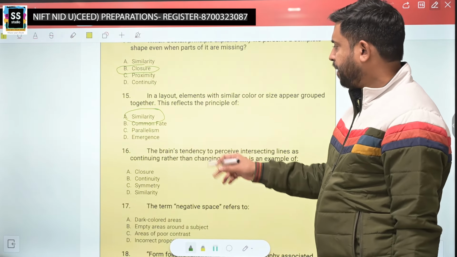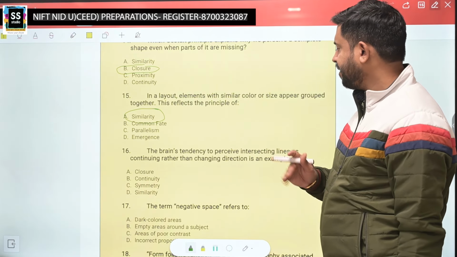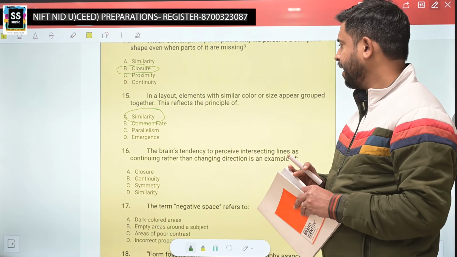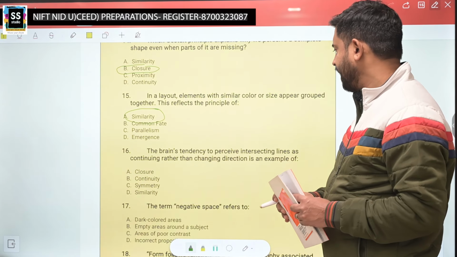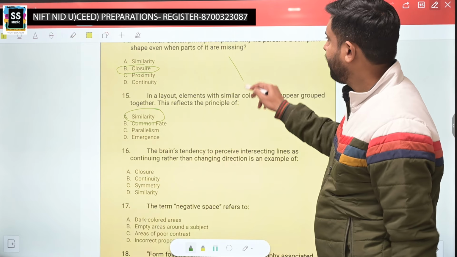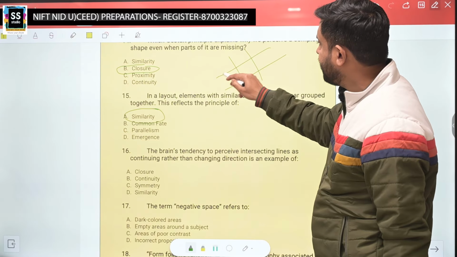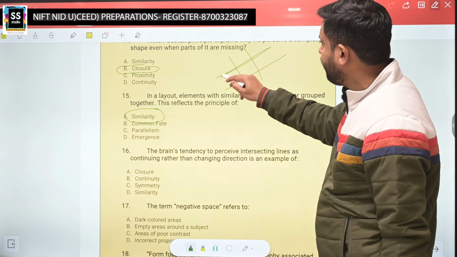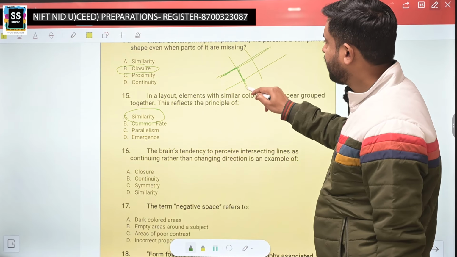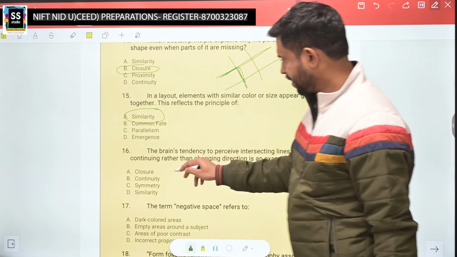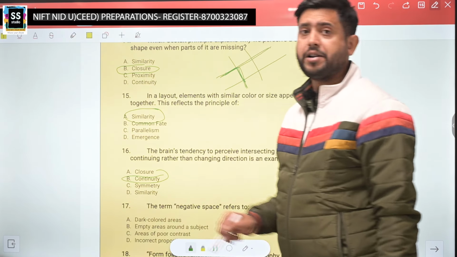Next one is the brain's tendency to perceive intersecting lines as continuing rather than changing direction is an example. So let's say if you have different lines, and they are intersecting, you consider it as a continuous line instead of diverse lines. You don't consider it this way. So that is the law of continuity.